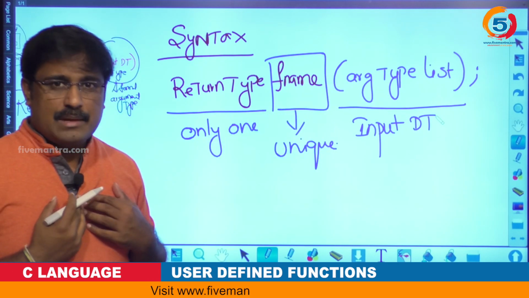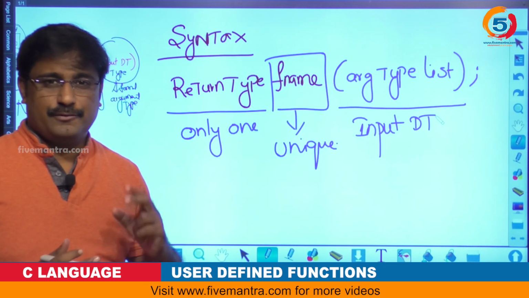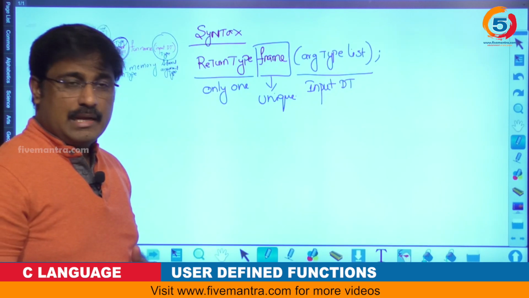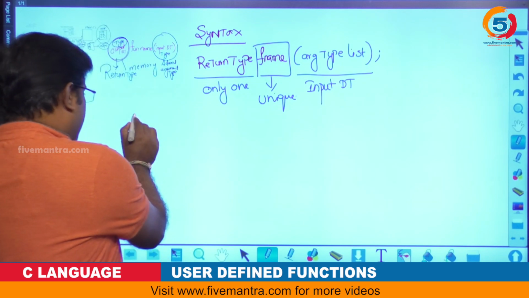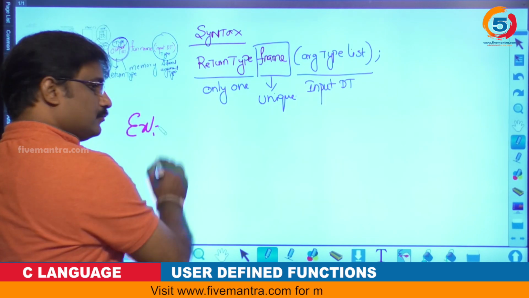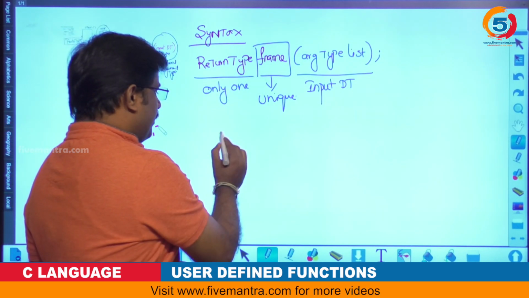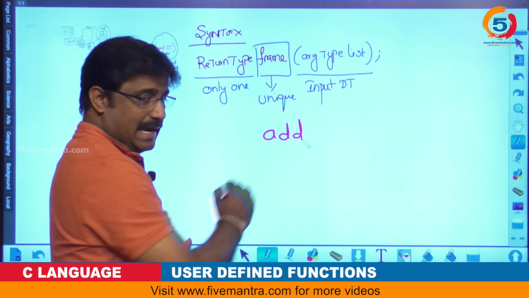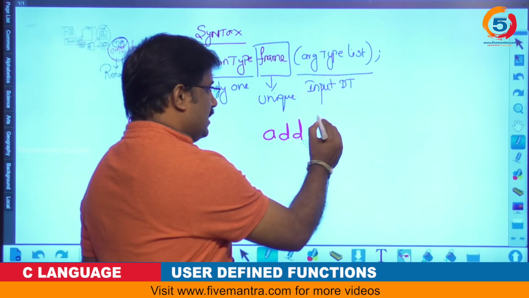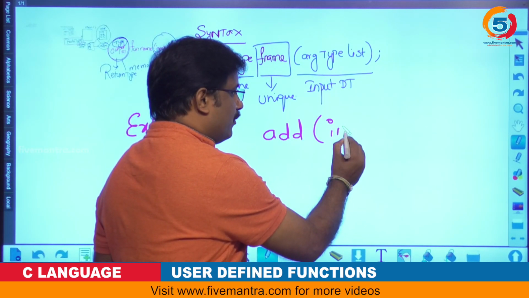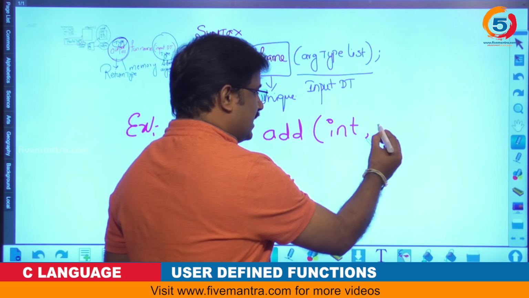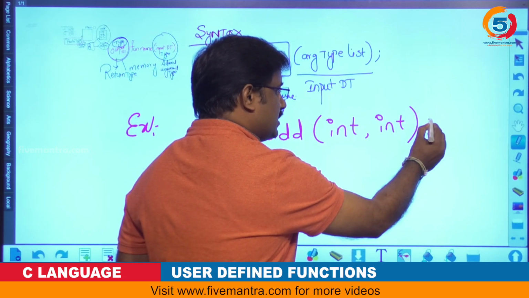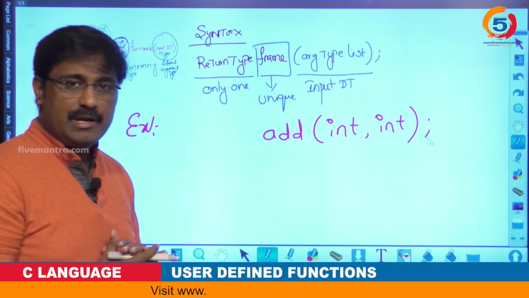For example, I want to do addition of two numbers. Okay, for that I'll implement. Now the example: return type. I want to do addition of two numbers. My function name is add. And I want to add two integers, integer comma integer, then semicolon. This is the one over.